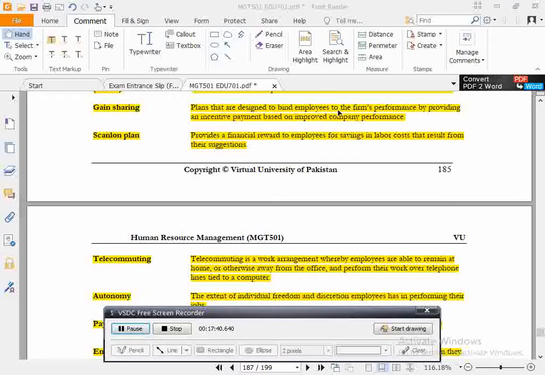Gain sharing plans are designed to bind employees to the firm's performance by providing an incentive payment based on improved company performance. Scanlon plan provides a financial reward to employees for savings in labor costs that result from their suggestions.